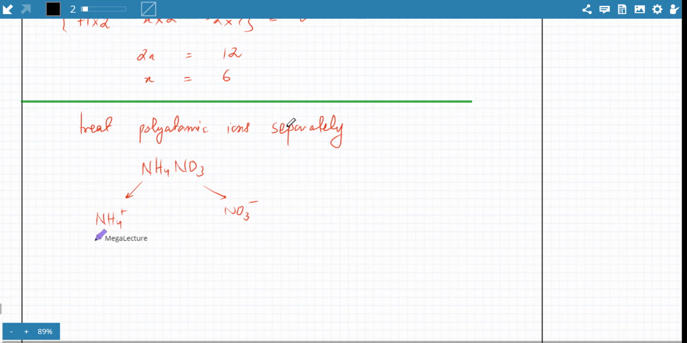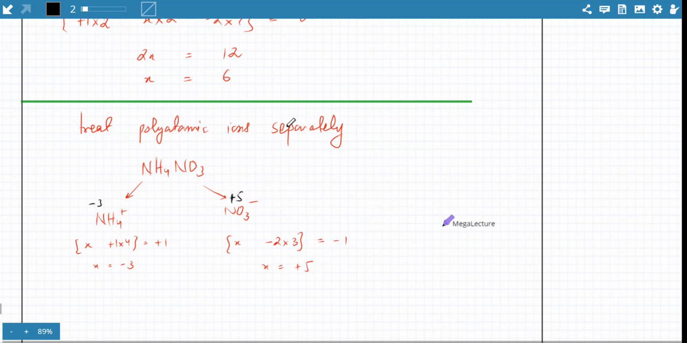And when you treat them separately, N is not known so that's x, hydrogen is +1 so that's times 4, and you add up all of them to be equal to +1. So x comes out to be -3. This means that nitrogen over here had an oxidation state of -3. But over here, if you do the same working on the other side, N is unknown so that's x, 3 oxygen so that's -2 times 3, and the total charge must add up to be equal to -1. So x comes out to be +5. So nitrogen over here is +5.